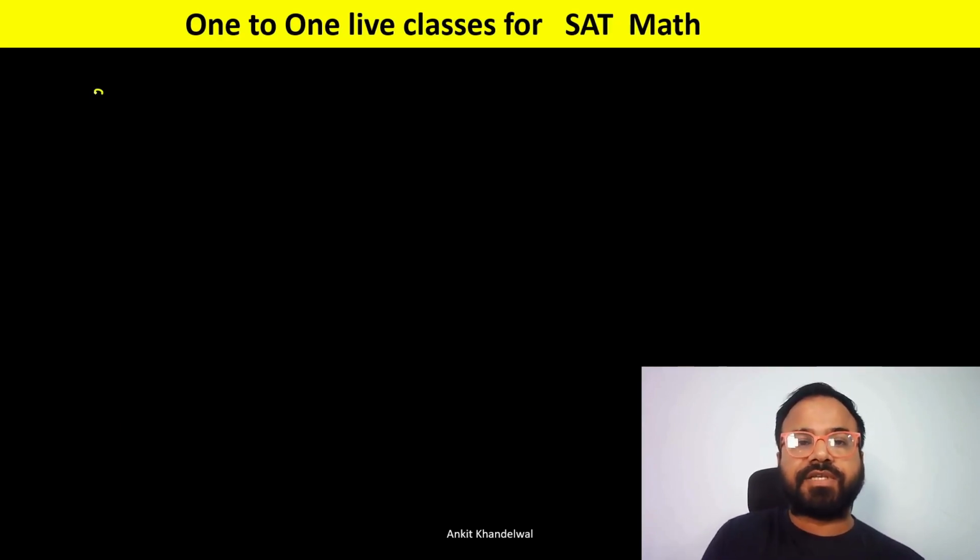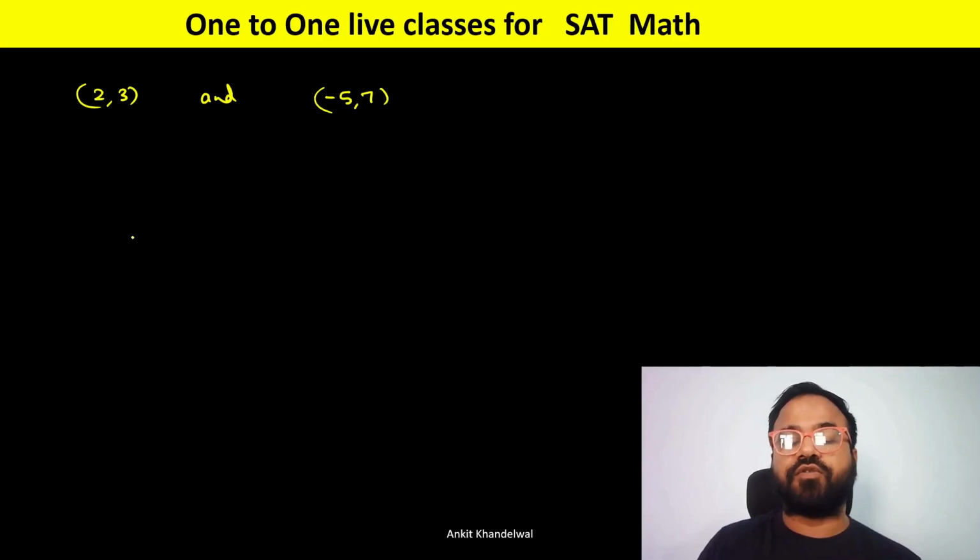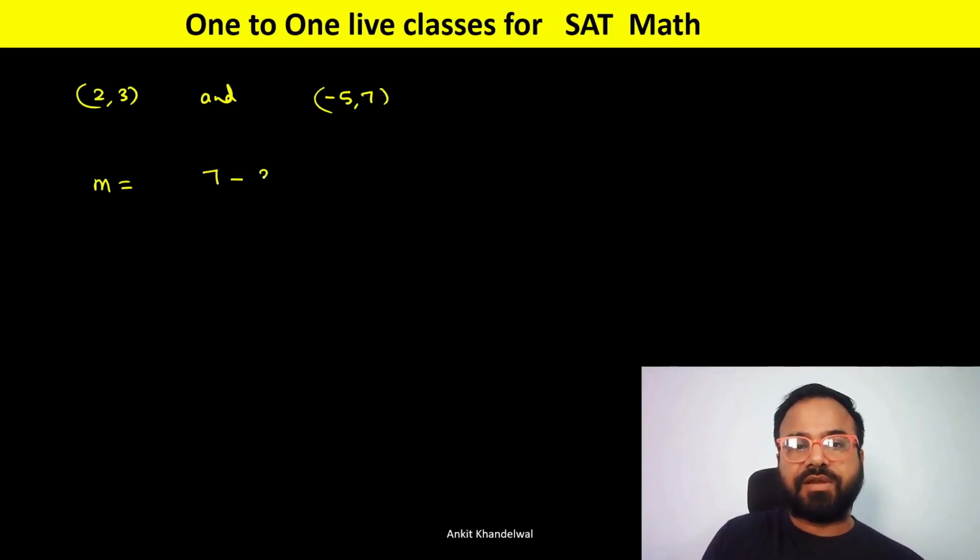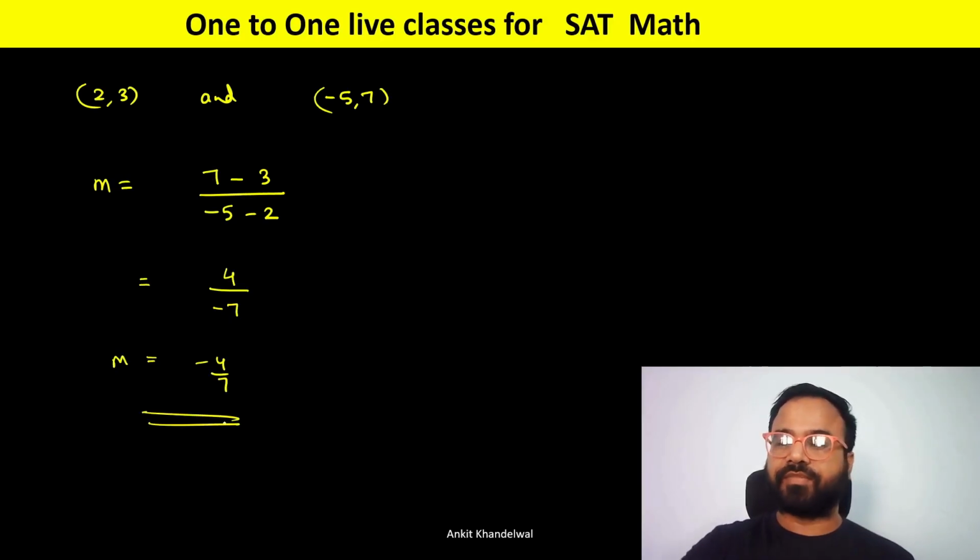Suppose I say (2, 3) and (-5, 7). These are the 2 points, and we want to find the slope of the line passing through them. So we will simply do change in y, 7 minus 3, over change in x, negative 5 minus 2. Make sure that if you are doing 7 minus 3, then you have to do negative 5 minus 2. So 7 minus 3 is 4, and negative 5 minus 2 is negative 7. So the slope of the line is negative 4 over 7.